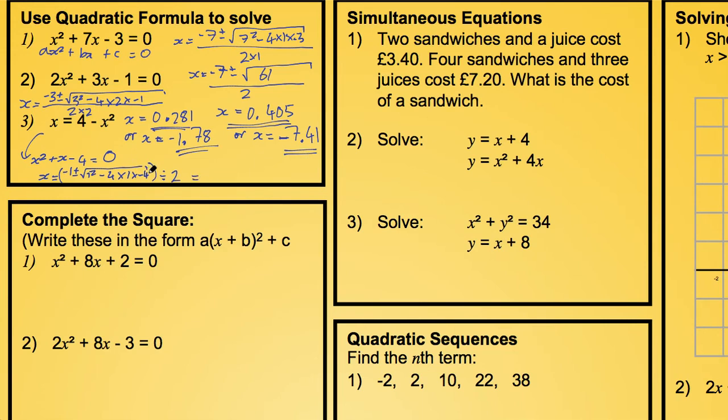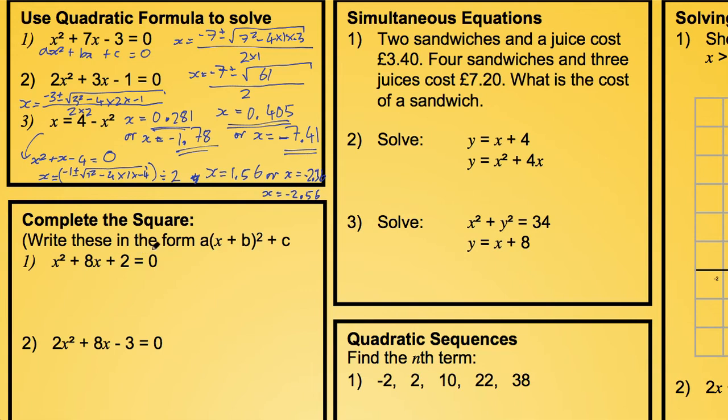In the bracket here I've got 1, minus 4 times minus 4 is plus 16, 16 plus 1, so root 17 again, so I've got minus 1 plus root 17 all divided by 2, which is 1.56. So x equals 1.56, or x equals minus 1 minus root 17 divided by 2, minus 2.56. Not very clear to see x equals minus 2.56 for that one.